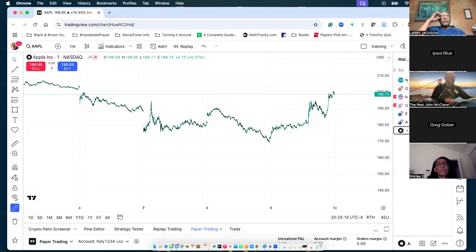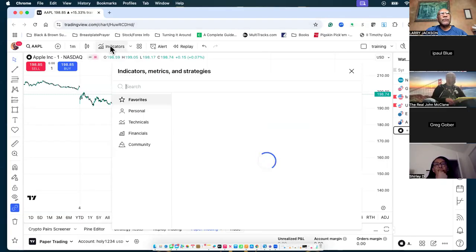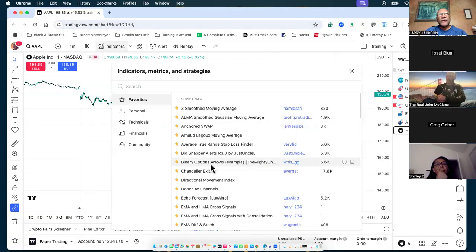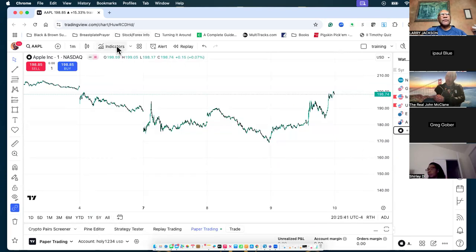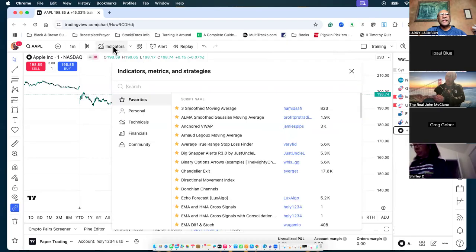Okay, so again, we're looking at this Apple chart, and one of the indicators, I want to give you about four indicators, but one of them is the directional momentum index. It's called the DMI. You see it here. If you go on TradingView and go to indicators, that's what I did.